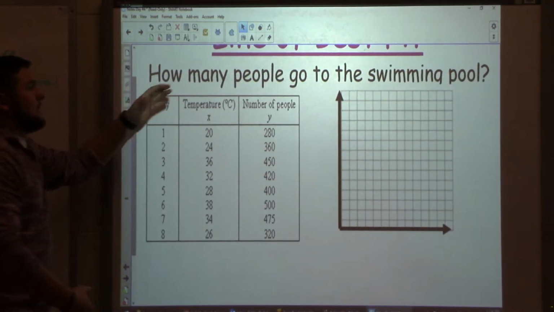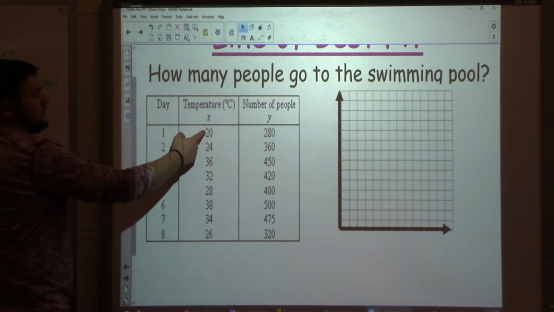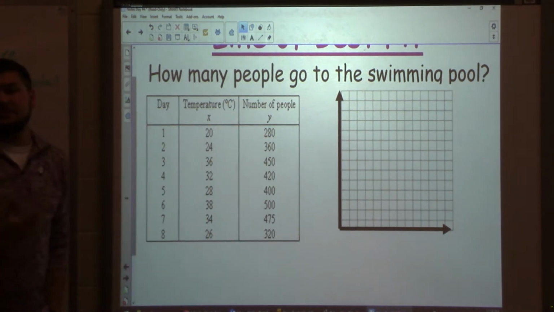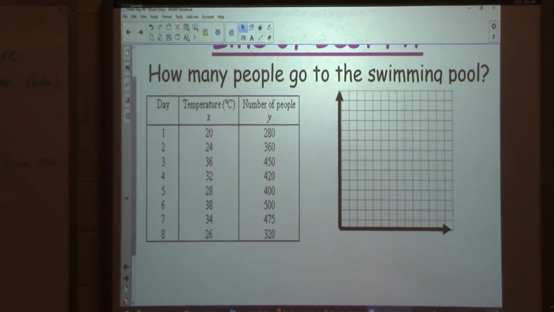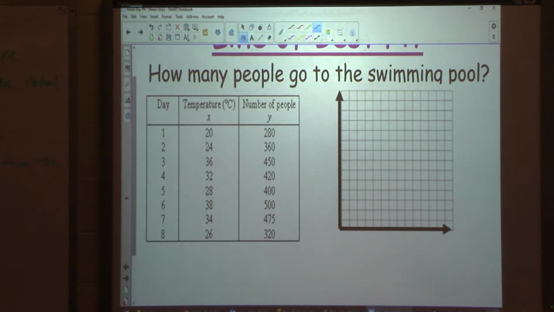So first we're going to talk about how people go to the swimming pool. Talk about the temperature on each day. So like day 1, it was 20 degrees. There were 280 people there. It's kind of cold for the pool, isn't it? I mean, it's Celsius. Celsius. Can't trick you guys. So, what we need to do is, first step, draw a scatter plot.